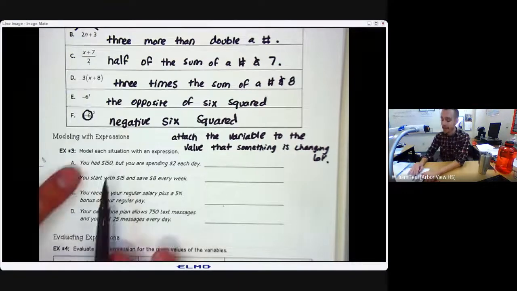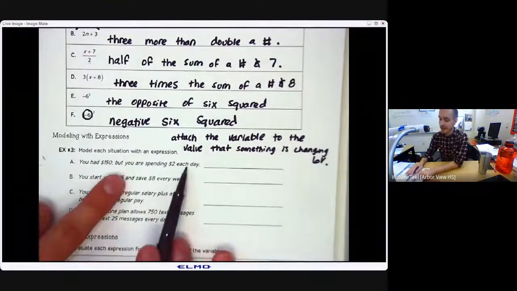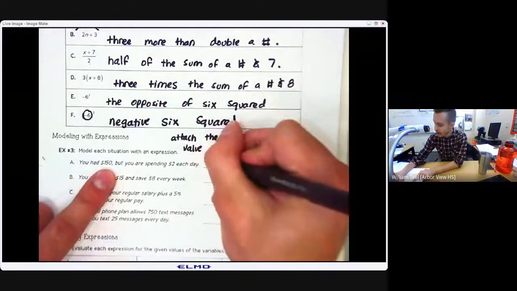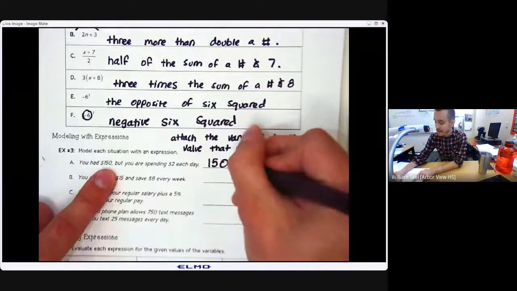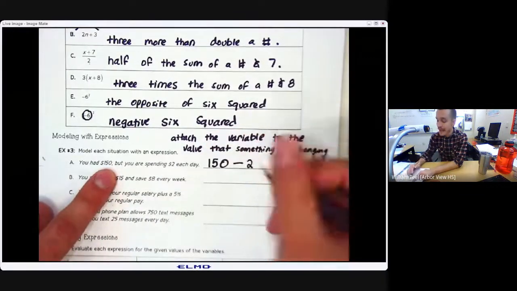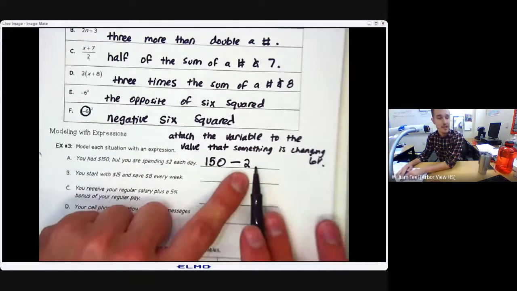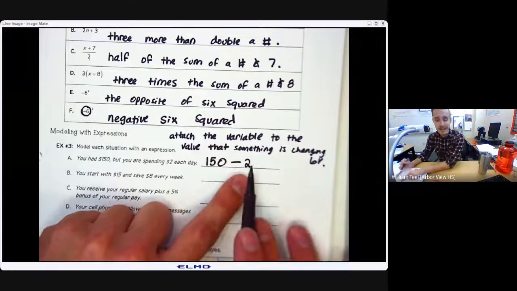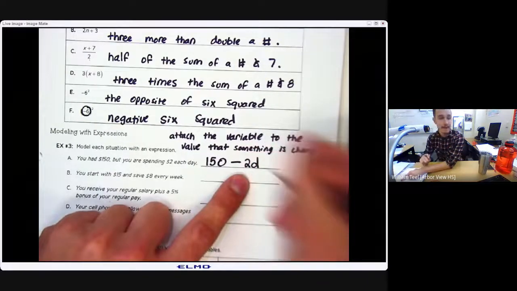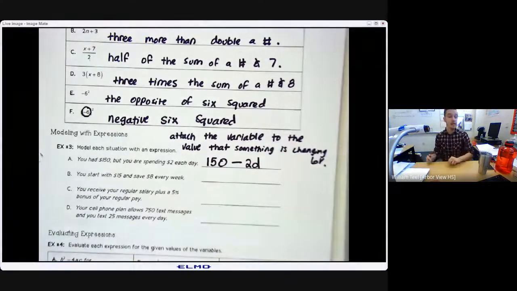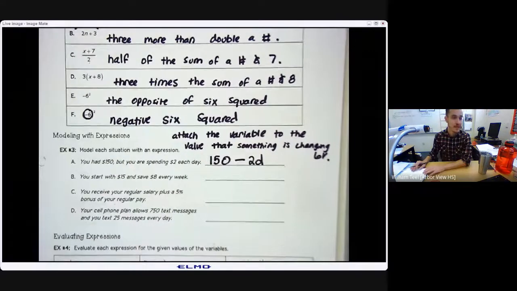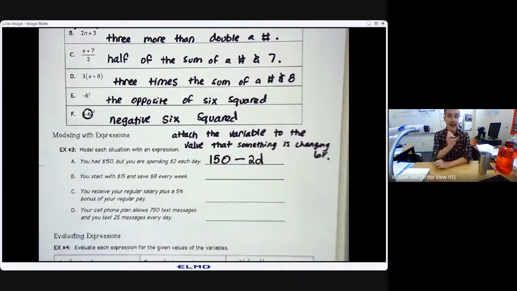So if you had $150, but you're spending $2 each day, I'm going to say we start with 150, but we are subtracting off $2 per day. So I have to attach a variable to that 2 because we are changing by 2 per day. And depending how many days we're looking at, that's going to change how much money we have in our account. So that's going to be 150 minus 2d. So we are taking expressions by words and modeling them with symbols and numbers.